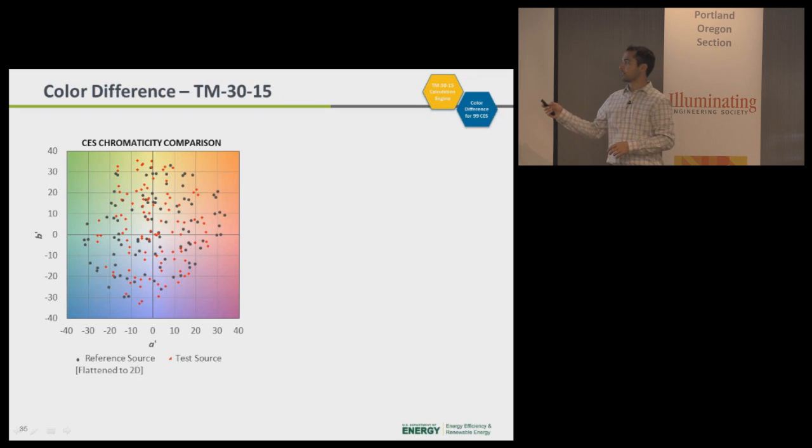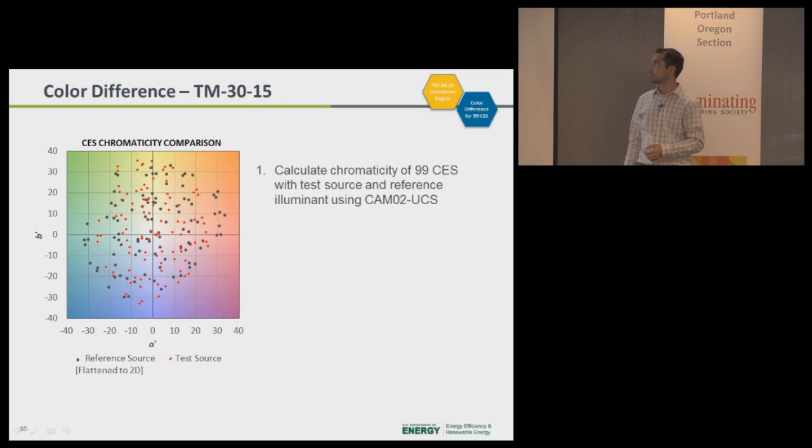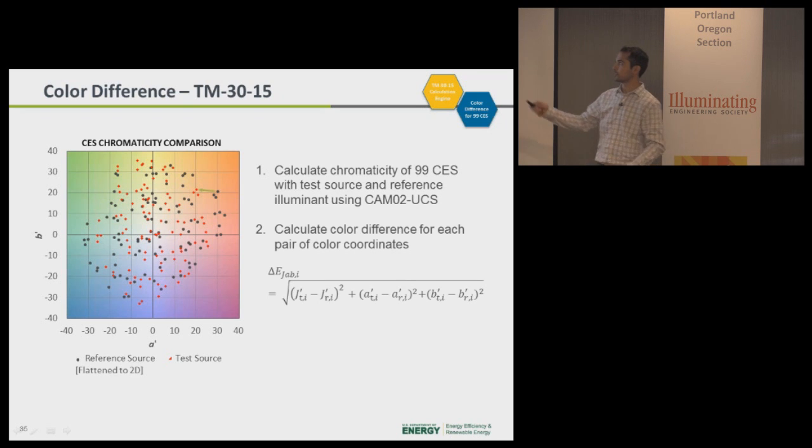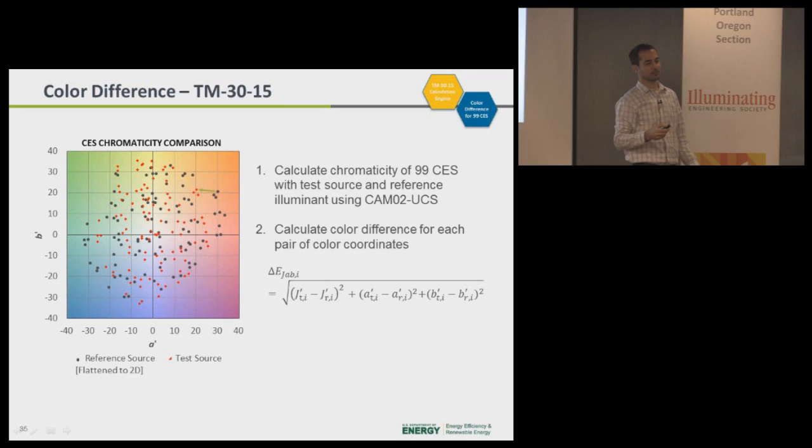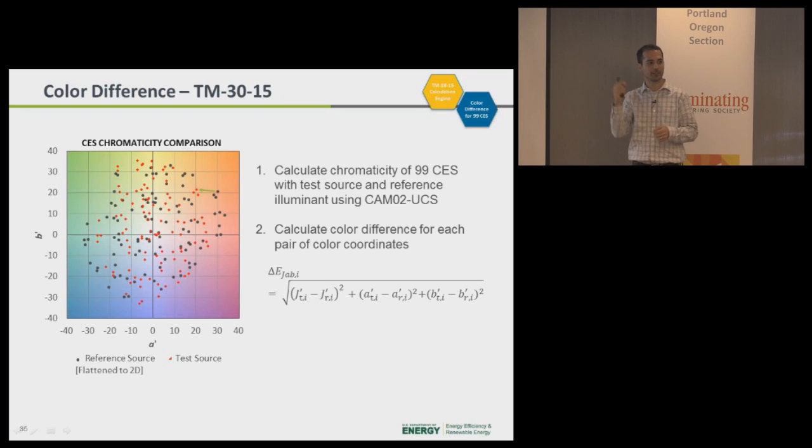So again, when we get to color difference here, this is flattened to 2 dimensions. This is going on in 3 dimensions. We're calculating, just like we were with CRI, chromaticity under the test and reference source. In this case, the black is the reference source, the red is the test source. We have all these pairs of coordinates in here. We have 99 different pairs. For each one, you saw a little green arrow pop up on the screen there. We're calculating the difference, just a Euclidean distance formula. So basically, A minus B squared, B minus, the formula there.